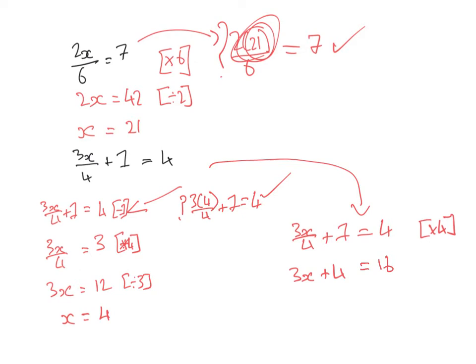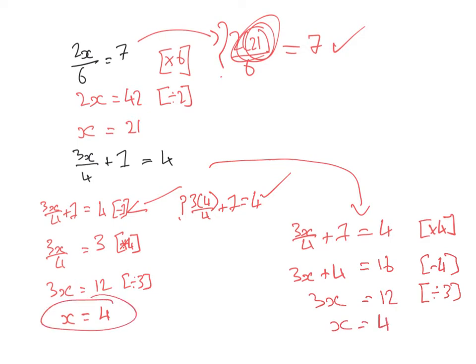Then we have a look at it. Well, we've got 3x, we're adding 4 to it, so we take the 4 away. So 3x equals 16 take away 4, which is 12. 3x, so 3 times x, the opposite of 3 times, the inverse, is divided by 3. So x equals 4. Okay, so two different methods of getting to it, and you're getting to the right solution.